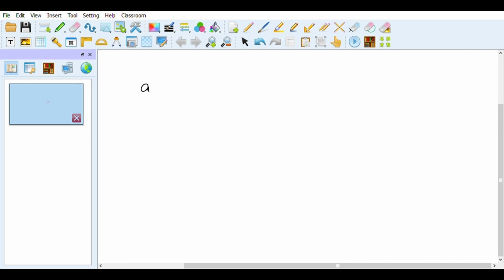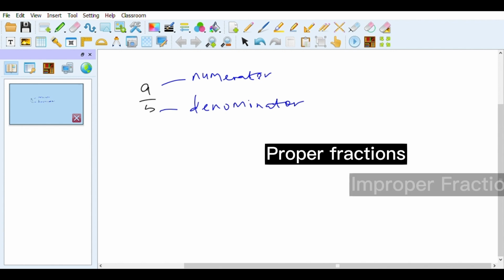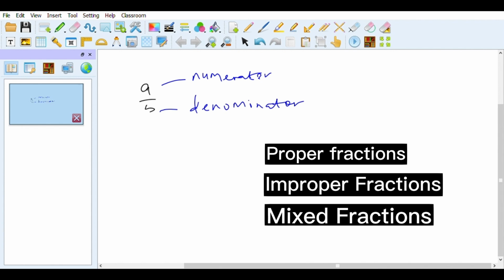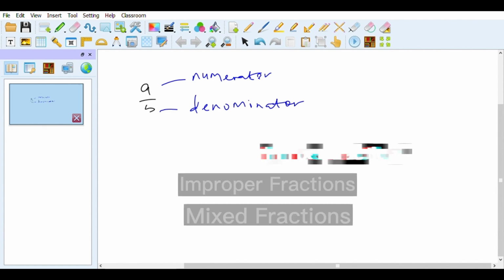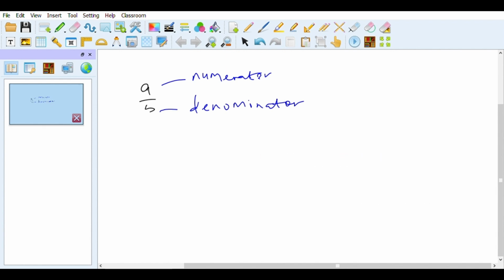Fractions are of the form a over b, where a is the numerator and b is called the denominator. Fractions are mainly of three types. We have the proper fractions, the improper fractions, and the mixed fractions. When we talk about proper fractions, we mean fractions where the numerator is smaller than the denominator. Examples of proper fractions are 2 over 3, 5 over 9, and 4 over 7.